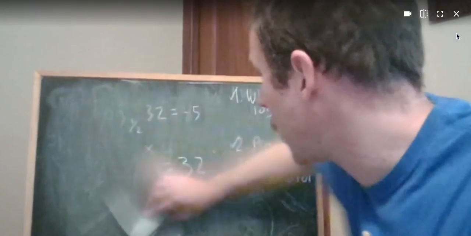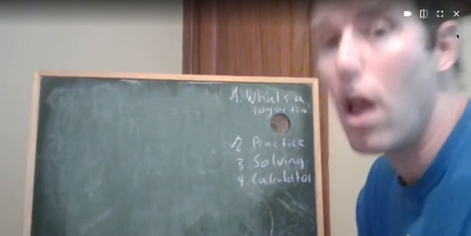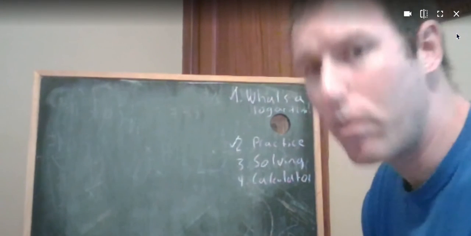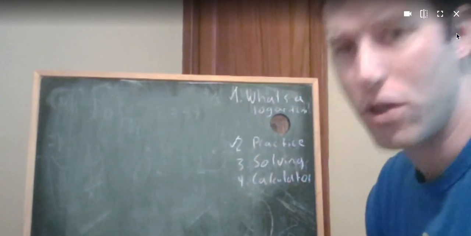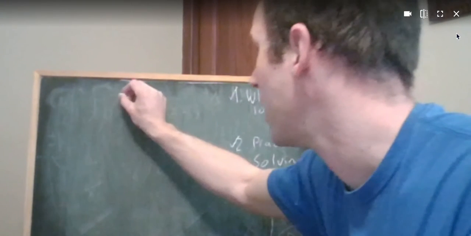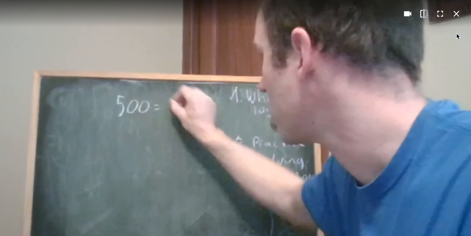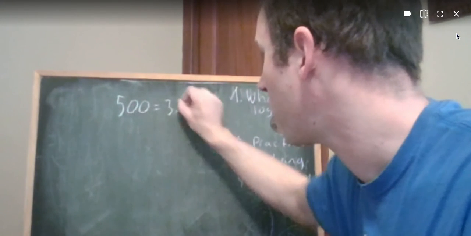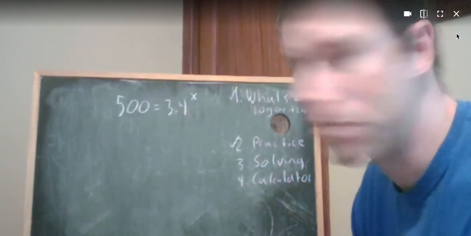Now let's take an example where logarithms are actually going to come up. We're actually going to have to solve. Let's start with a really simple example, then move on to a more complicated one that better represents the homework that you're actually going to see. So a really simple example is going to be 500 equals 3.4 to the x. I want to solve for x.